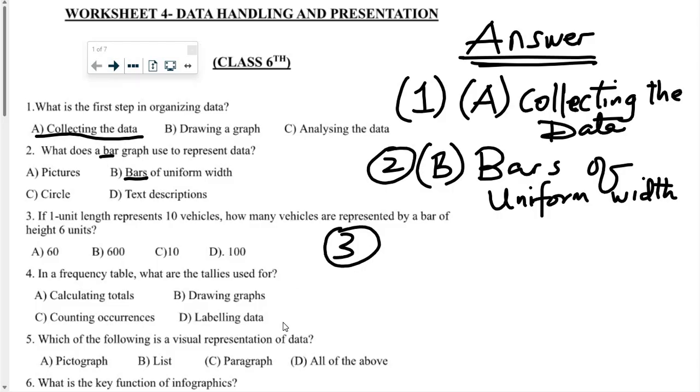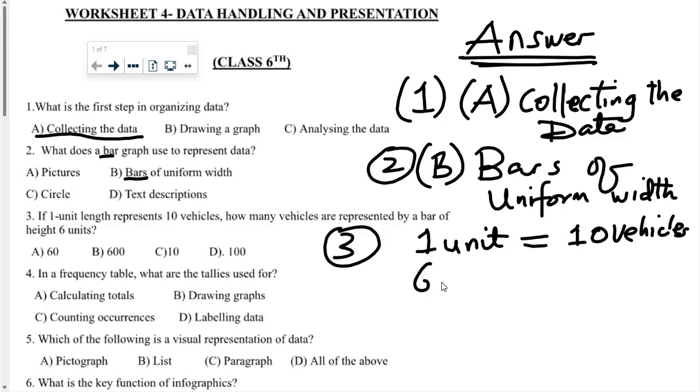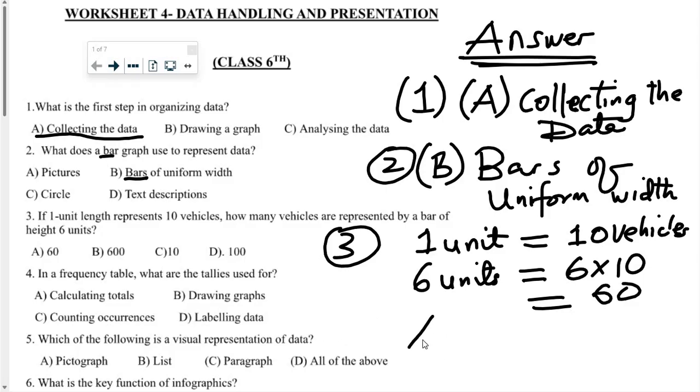Question number 3. If 1 unit length represents 10 vehicles, how many vehicles are represented by a bar of height 6 units? So here you do 1 unit of length represents 10 vehicles. How about 6 units? That will be 6 into 10 equal to 60. So the correct option is option A, 60.